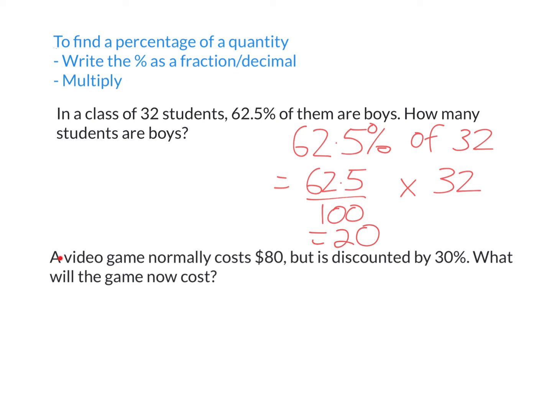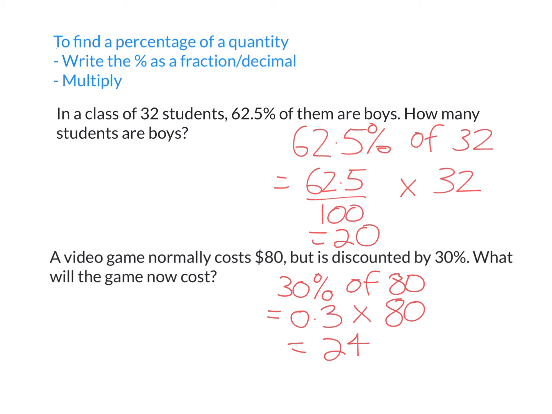All right, let's try this question. A video game normally costs $80, discounted by 30%. What will the game now cost? So if we want to find 30% of 80, we just convert 30% to a fraction or a decimal. This time I'll use a decimal, but it doesn't matter. And then we times by the quantity. So here 0.3 times 80 is 24. What that means is $24 is the amount by which this game will be discounted. So the amount it will now cost is 80 minus 24, which is equal to $56.